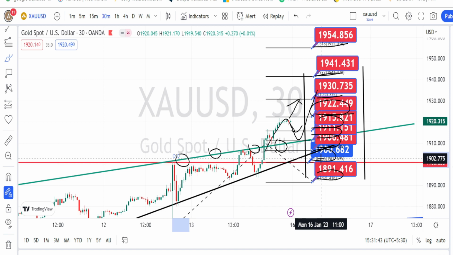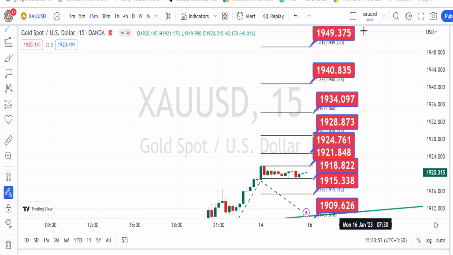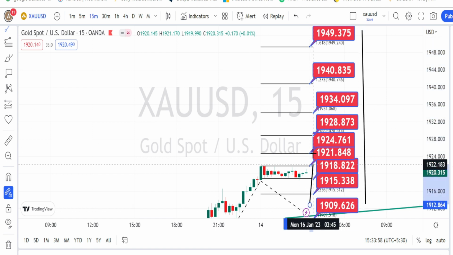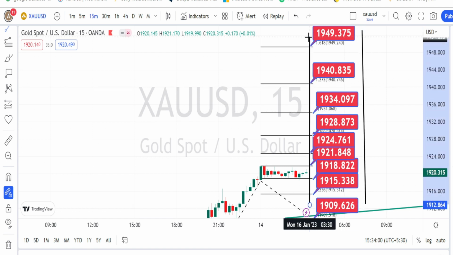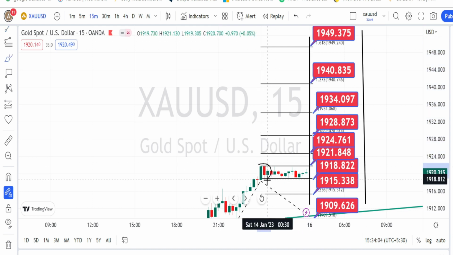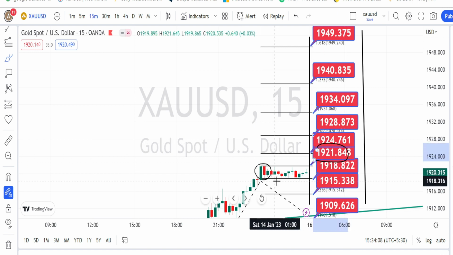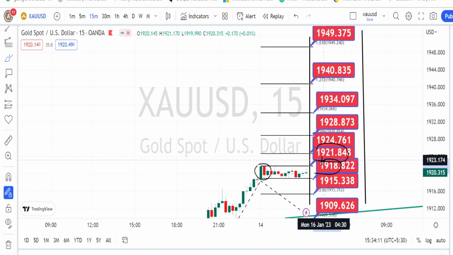Let us mark the support and resistance levels for 15 minutes time frame. I am in 15 minutes time frame, and the values within this red color boxes are the resistance and support levels for current price action in 15 minutes time frame. Currently the price action is consolidating within the resistance level of 1921 and support level of 1918.